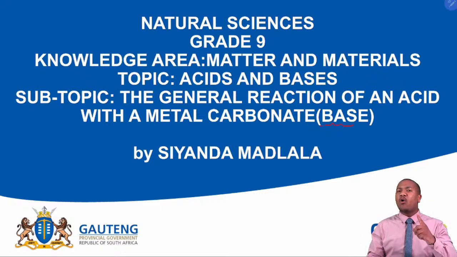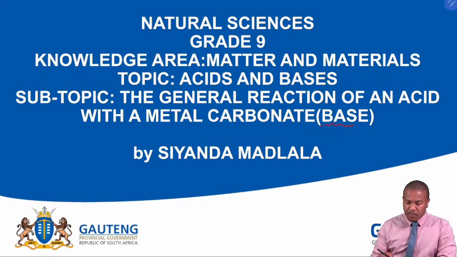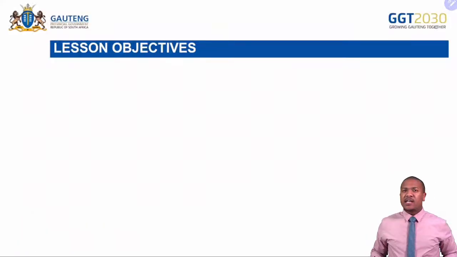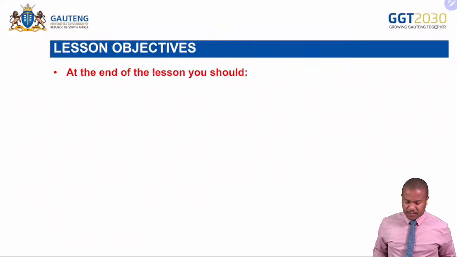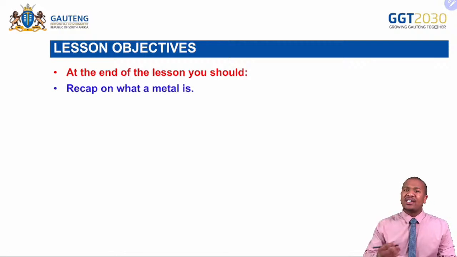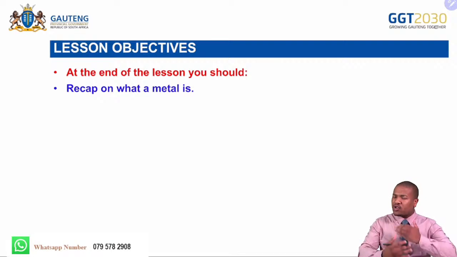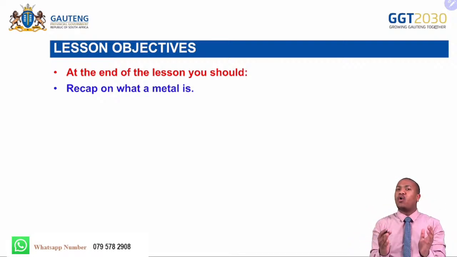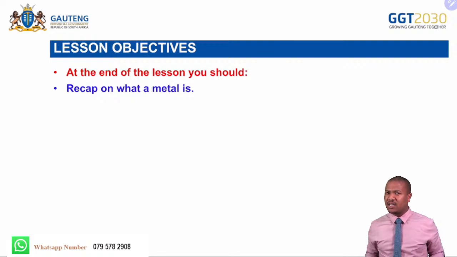So now I hope you are ready for more, right? And this topic is also found under the knowledge area, matter and materials for our term 2. Now let's look at the lesson objectives. By the end of this lesson, you should recap on what a metal is. Still remember we talked about metals, right? Those that are found on the periodic table on the left-hand side. So we're going to recap on what they are because we're going to talk about metal carbonates, right?